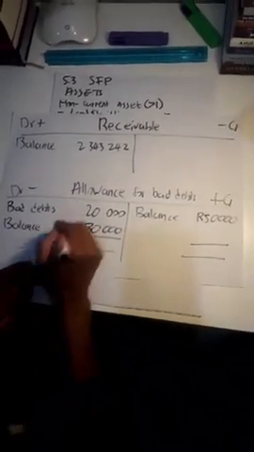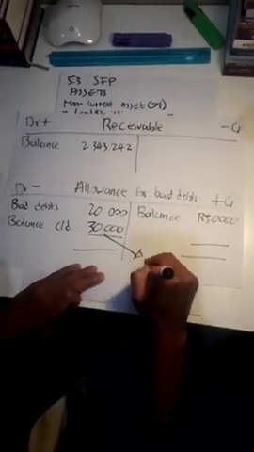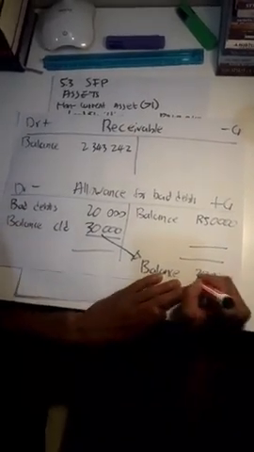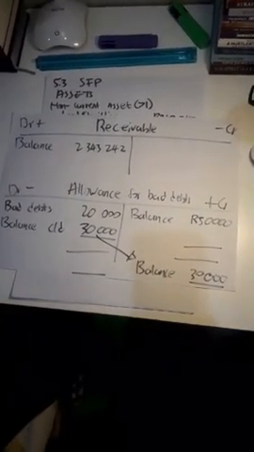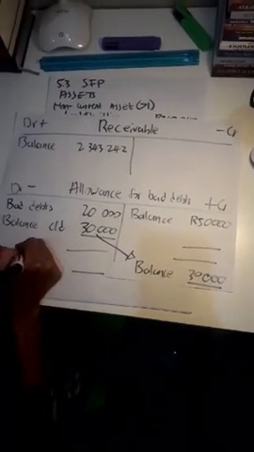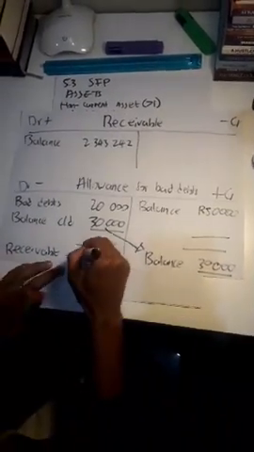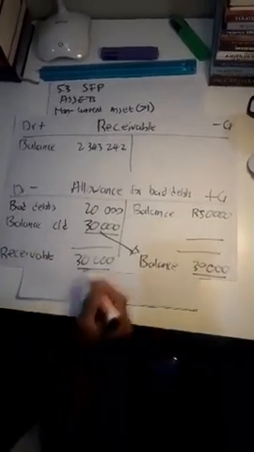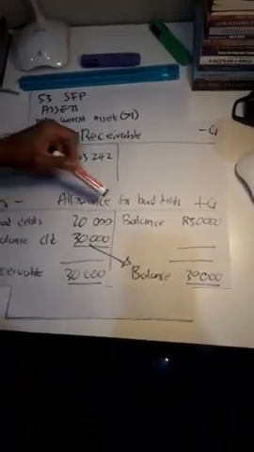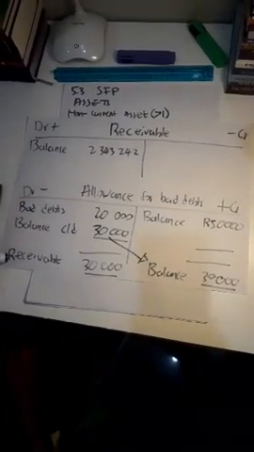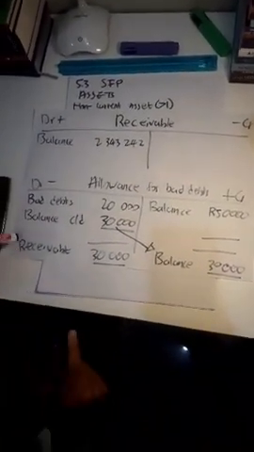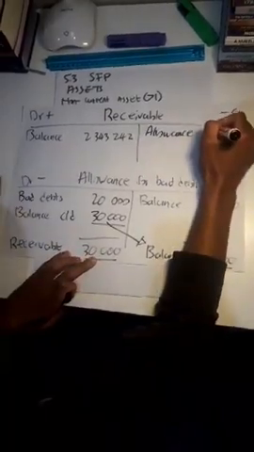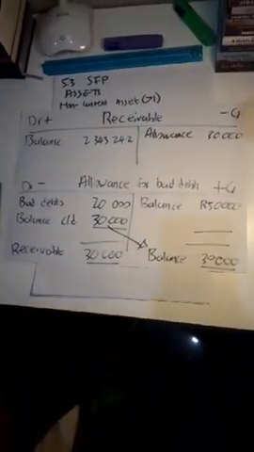So now, remember, if this one is your balance, we're going to take it here. And then if I need to close off this account, I'm going to take it to what? To receivable, as 30,000. So we are closing off this balance to receivable as 30,000. So now, allowance for bad debts is debited with receivable. So now it means receivable will be credited with allowance for 30,000. Do you see what's happening?